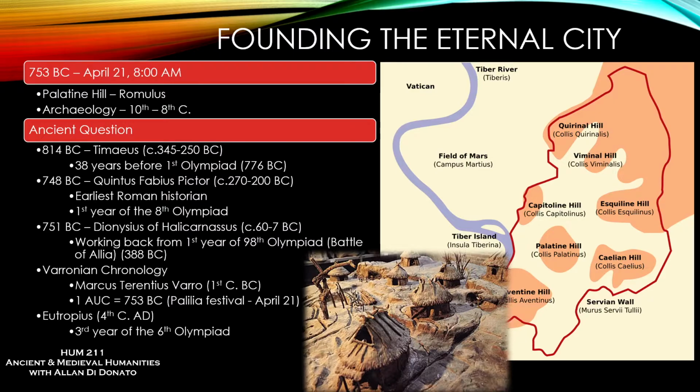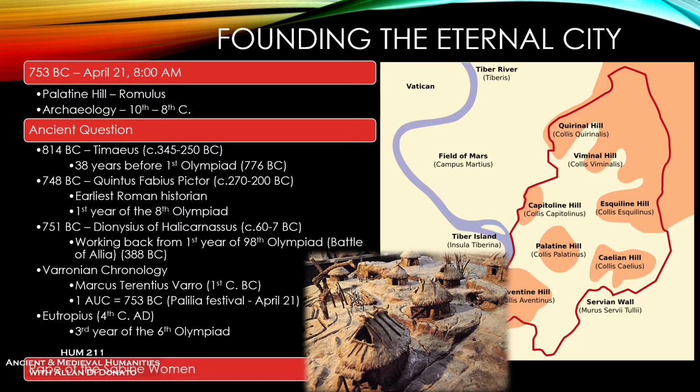Okay, by the 4th century AD, Eutropius dates it to the exact same time, again according to the Olympiad, the 3rd year of the 6th Olympiad. But that's basically the time that we accept. And that's where we're going to begin, in a way, early Rome.